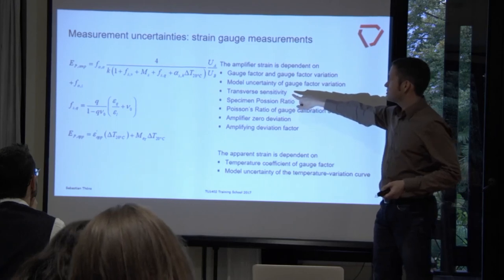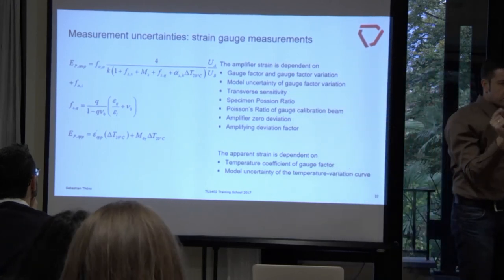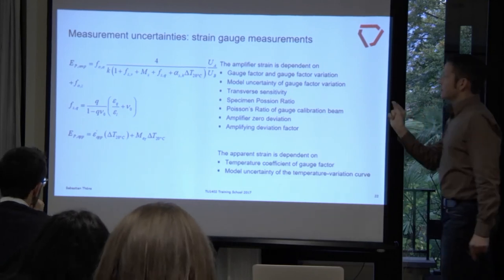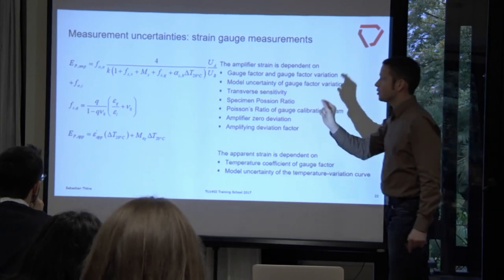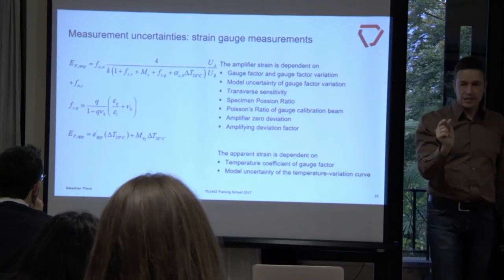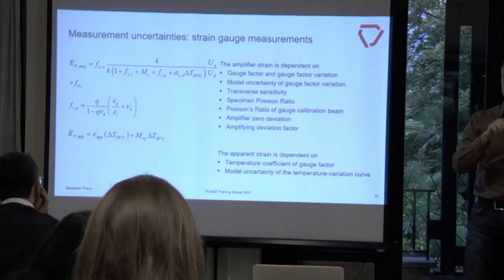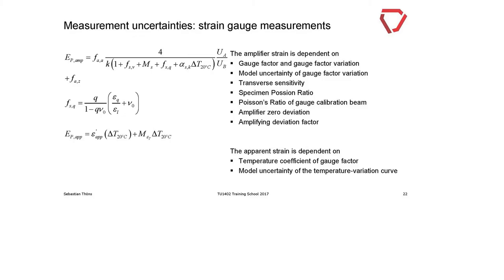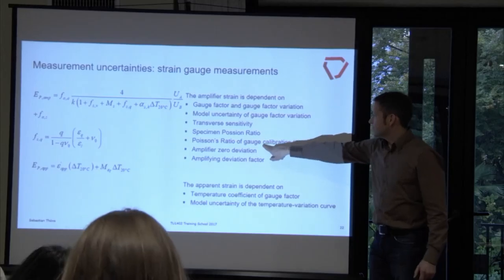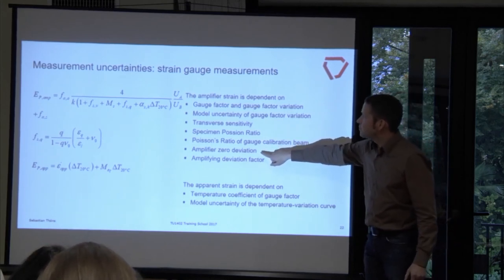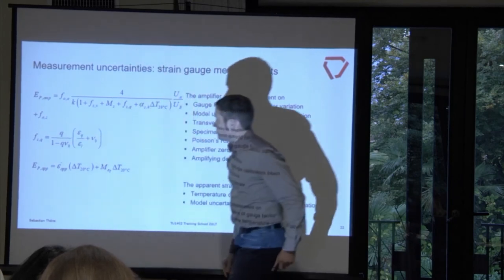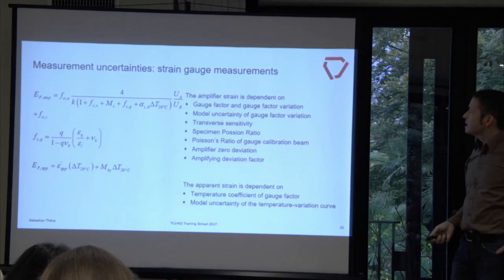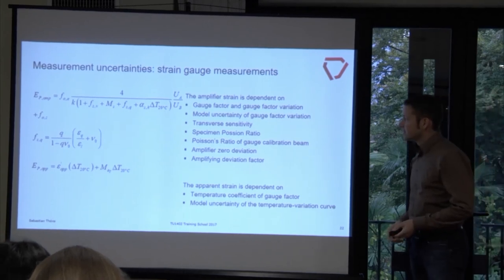The transverse sensitivity, so that goes to the Poisson ratio. So we are measuring in one direction, but the K factor is determined with a certain type of metal and a certain type of specimen, and then there's a difference between this K factor determination and your real structure. So that's basically the transverse sensitivity, and also the specimen Poisson ratio goes in, and the Poisson ratio of the gauge calibration. And there's an amplifier zero deviation, that's this one. So this is how a process equation for a strain measurement can look, and what the influencing factors are.